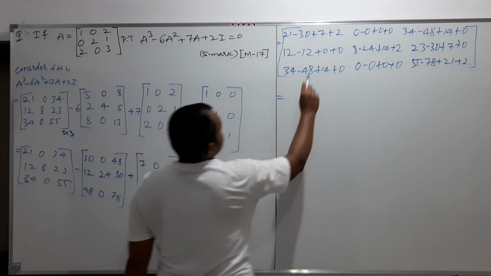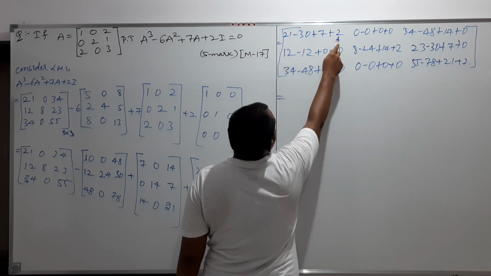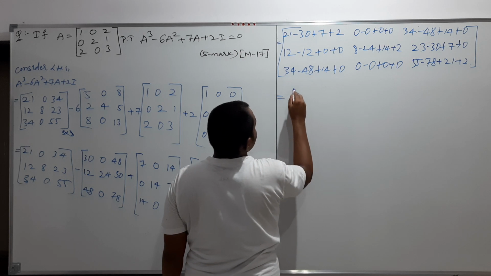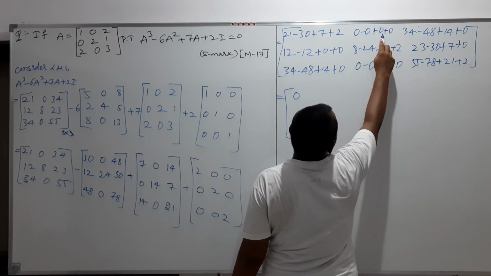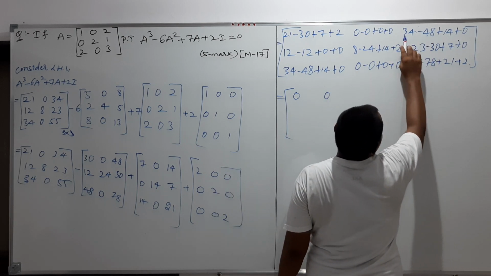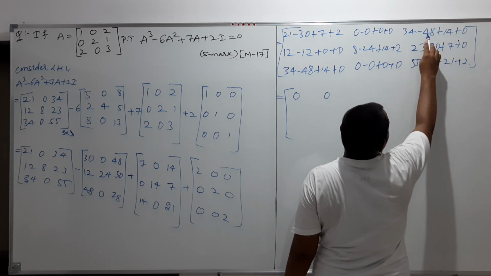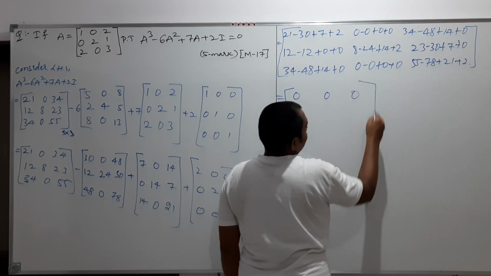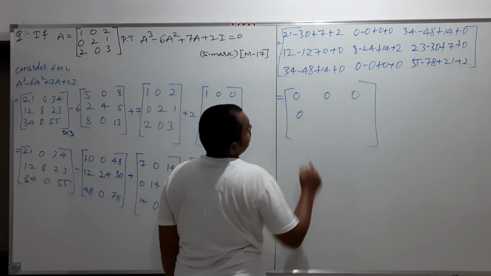Clear? So, next, my dear students, 7 plus 23 is 30. So, plus 30 minus 30 is 0. Next, my dear students, 0 minus 0, 0 plus 0, 0 plus 0, 0. Next, 34 minus 48: first add this, 34 plus 14 is 48. 48 minus 48 is 0. Clear? Next, my dear students, 12 minus 12 is 0.